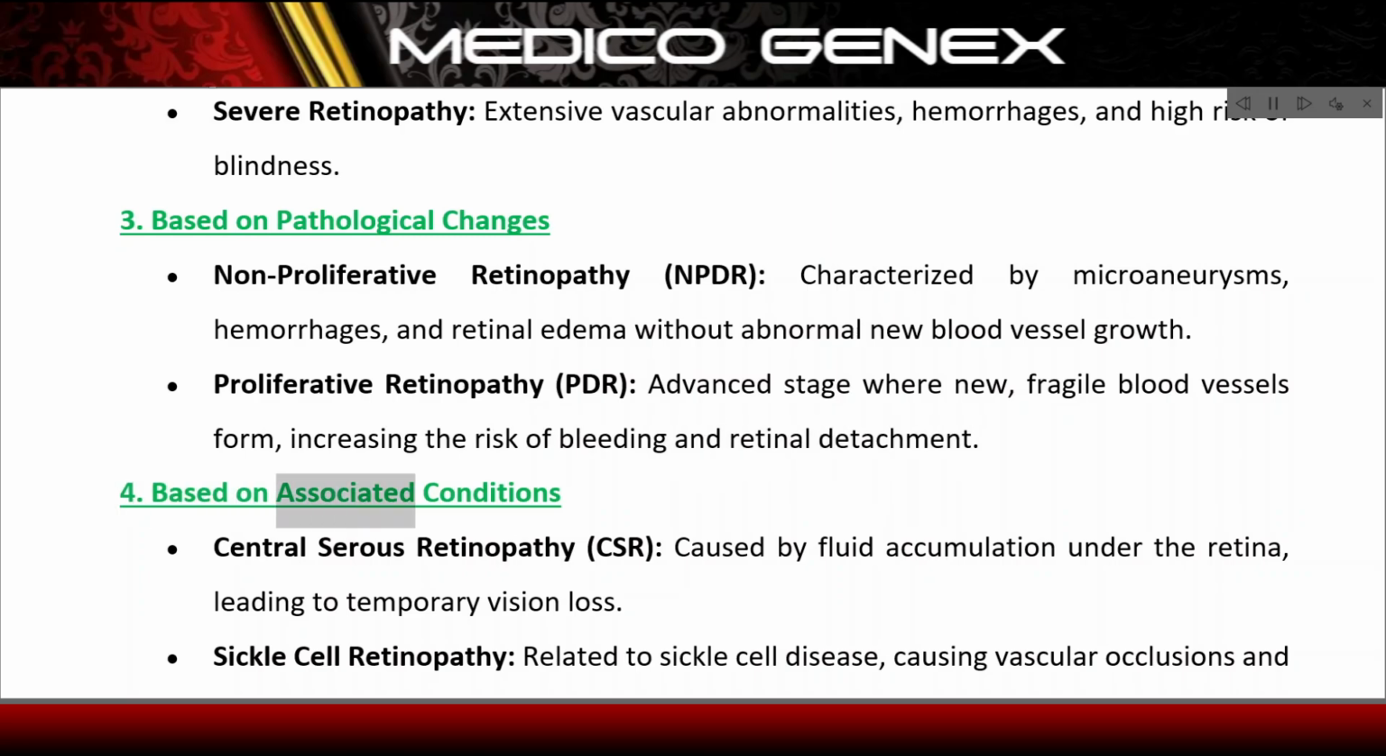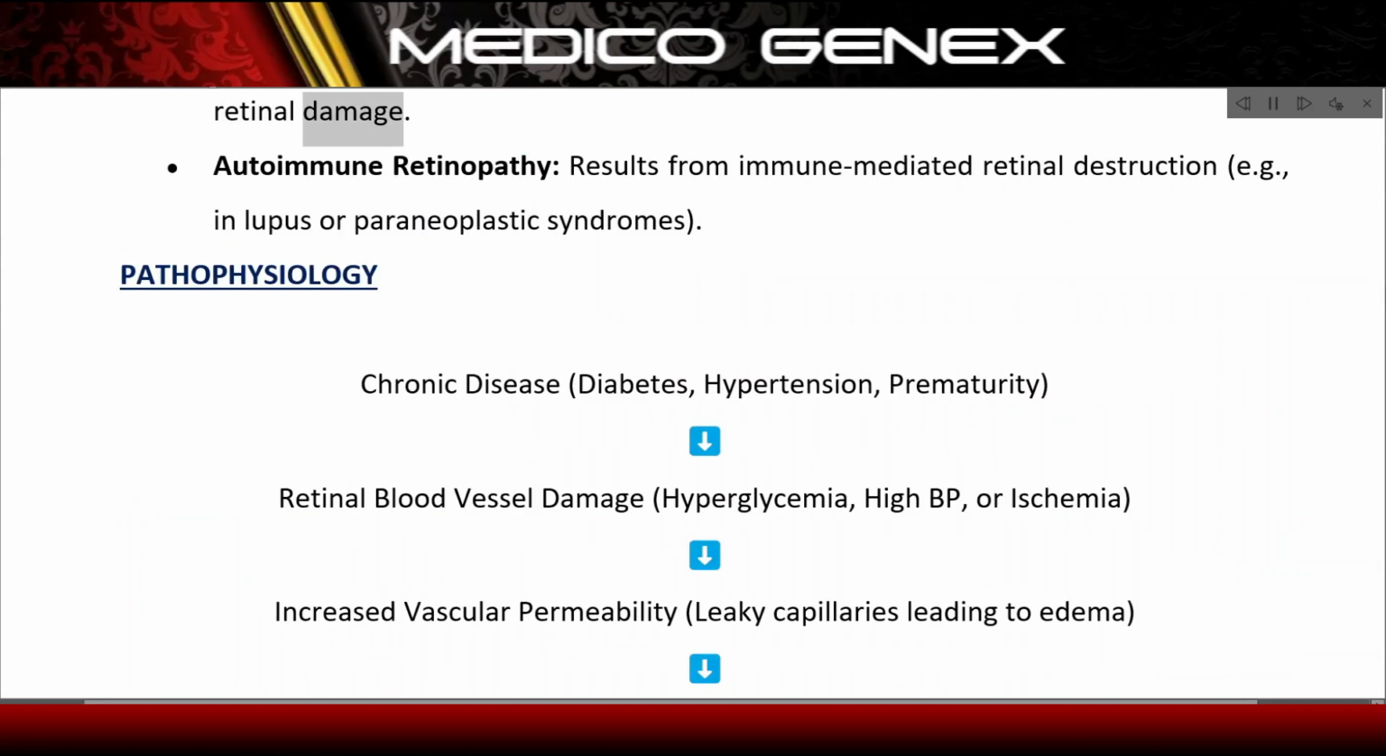4. Based on associated conditions. Central serous retinopathy, CSR, caused by fluid accumulation under the retina, leading to temporary vision loss. Sickle cell retinopathy, related to sickle cell disease, causing vascular occlusions and retinal damage. Autoimmune retinopathy, results from immune-mediated retinal destruction, example in lupus or paraneoplastic syndromes.